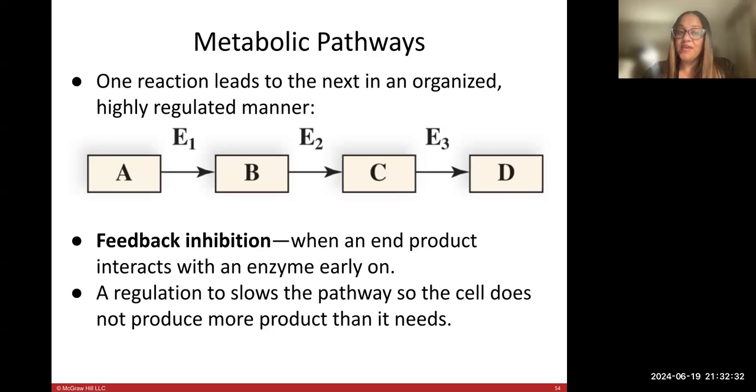Feedback inhibition is when the end product interacts with an enzyme early on, a regulation to slow the pathway so the cell does not produce more product than it needs. So in this case, whatever D is the end product, once we make enough of it, it will inhibit that first step. Say, we have enough, now you can stop.